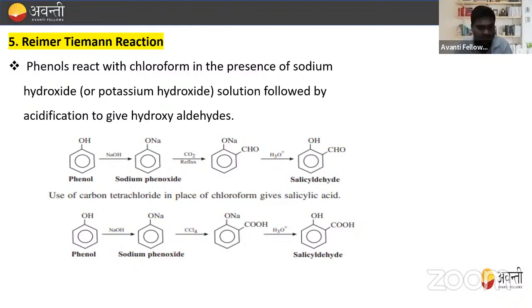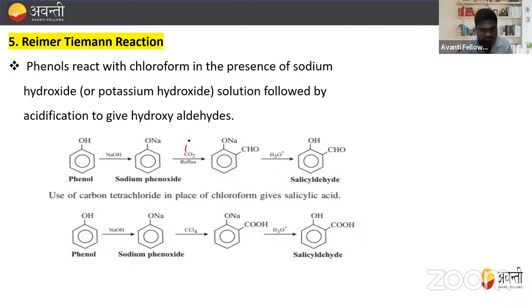For example, here phenol, when you treat with NaOH, sodium phenoxide will be formed, then again with the reagent it will form ONa and CHO. On acidic hydrolysis it will give salicylaldehyde. Now, use of carbon tetrachloride in place of chloroform, right? If we use carbon tetrachloride, then you will get salicylic acid. So always remember, if we use this CCl4, one important note here, this is COOH.